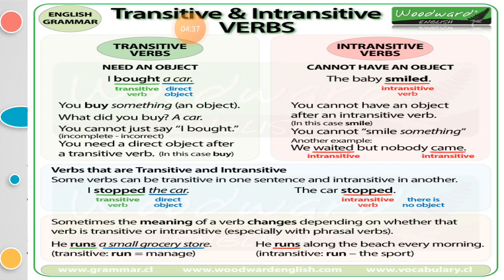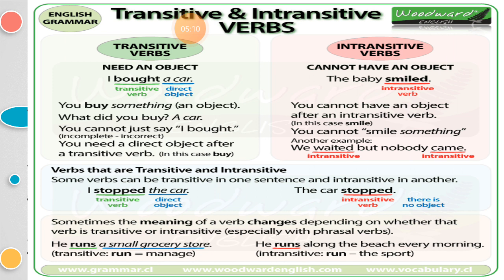Let's see some other comparison charts. Here the use of transitive and intransitive verbs is shown. Transitive verbs need an object. For example, in a sentence, I bought what? I bought a car. Car is the direct object. So you buy something, an object. What did you buy? A car. You cannot just say I bought. It is incomplete in sense. So you need a direct object after a transitive verb. In this case, bought is basically the transitive verb.